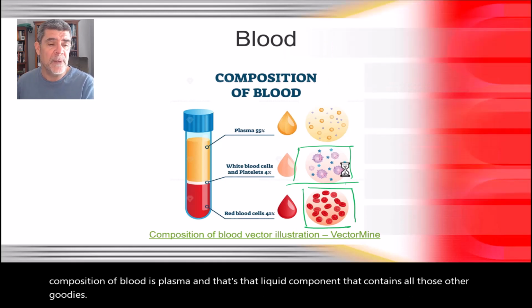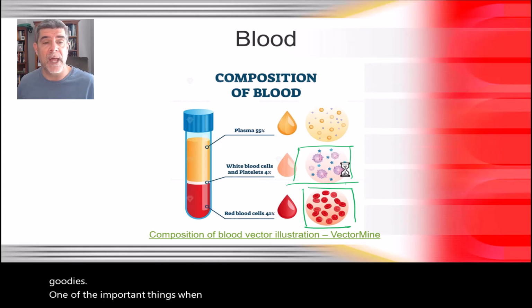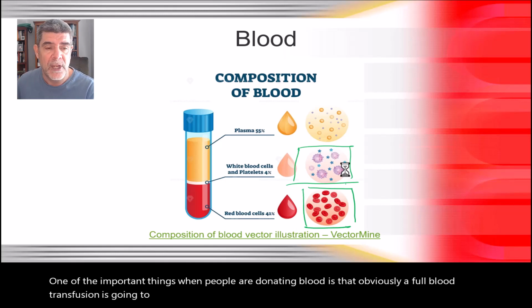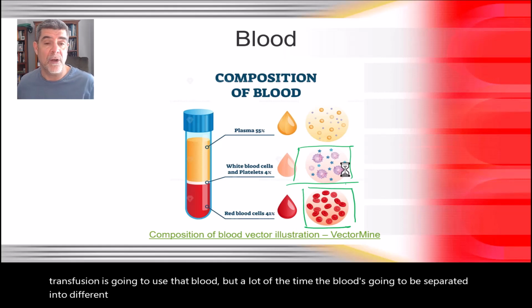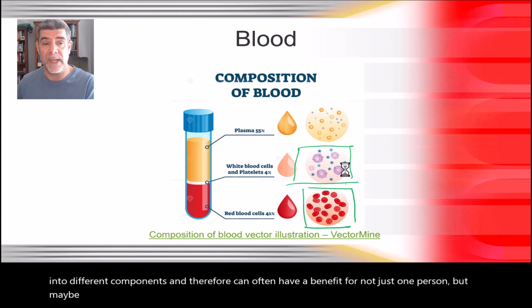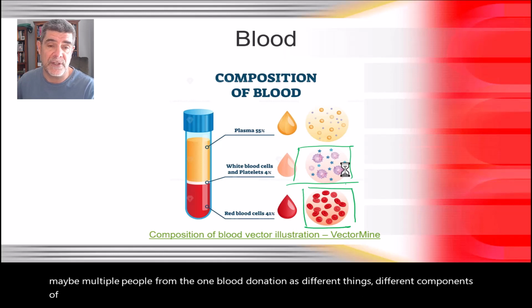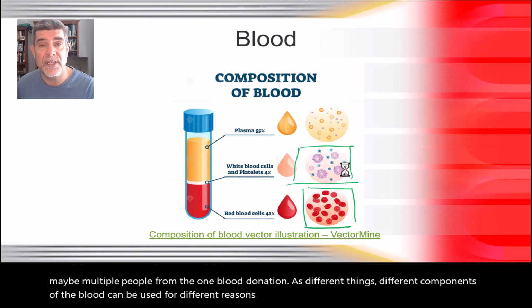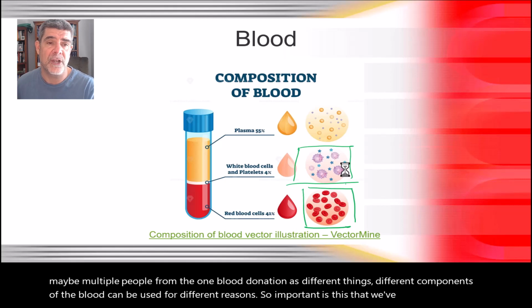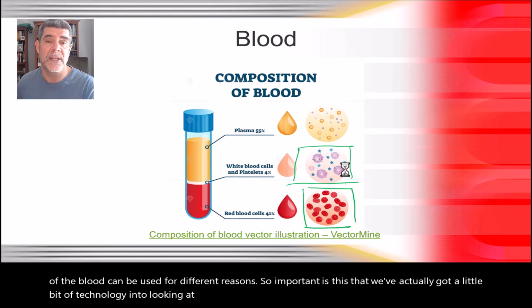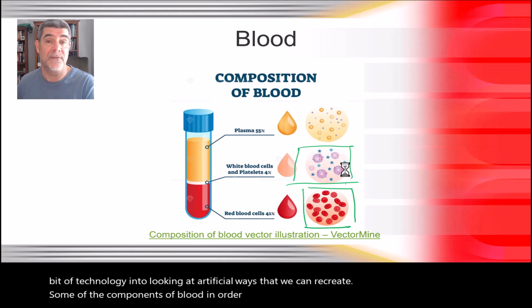One of the important things when people are donating blood is that obviously a full blood transfusion is going to use that blood, but a lot of the time the blood's going to be separated into different components and therefore can often have a benefit for not just one person, but maybe multiple people from the one blood donation, as different components of the blood can be used for different reasons. So important is this that we've actually got a little bit of technology into looking at artificial ways that we can recreate some of the components of blood in order to treat things like severe burns.